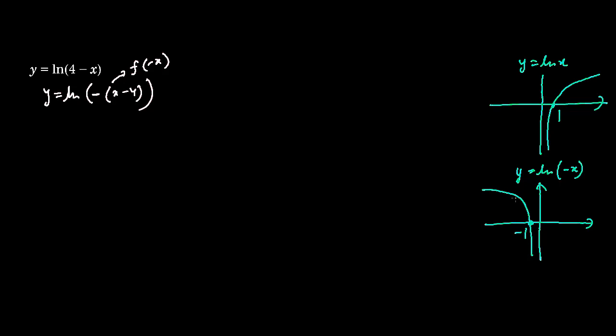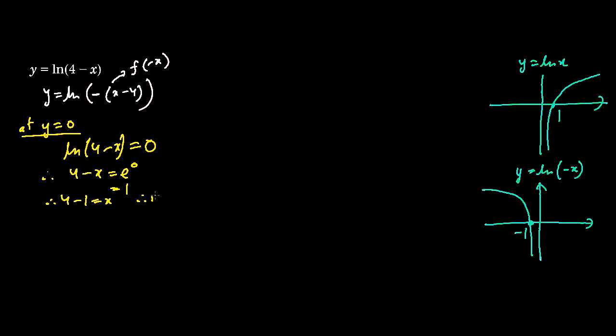But what would happen when we are having minus x plus 4? So the best thing to do over here is to find out ourselves where does it cut the x-axis and where does it cut the y-axis. So at the x-axis, y equals to 0. So ln of 4 minus x equals to 0. Therefore, we know this is log base e. So 4 minus x equals to e to the power 0. And that turns out to be 1. Therefore, 4 minus 1 equals to x. Therefore, x equals to 3. So the sketching is going to cut the x-axis at the point 3.